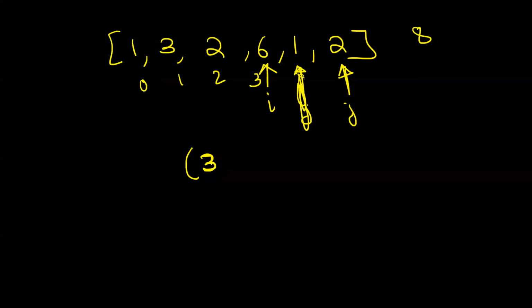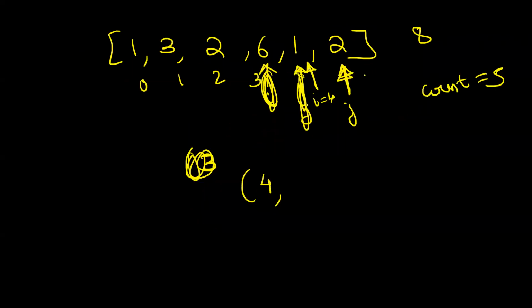Then the value of I will increase, and the value of I will be at index number 4. So I have fixed index 4 to be my starting number of my pair. So where should J start from? J will start from index number 5. Now, is this a valid pair, 4, 5? Yes, it is a valid pair. Why? Because 1 plus 2 is 3, which is divisible by 3. So I will do a count plus plus. My count will increase and become 5. This is the fifth pair.